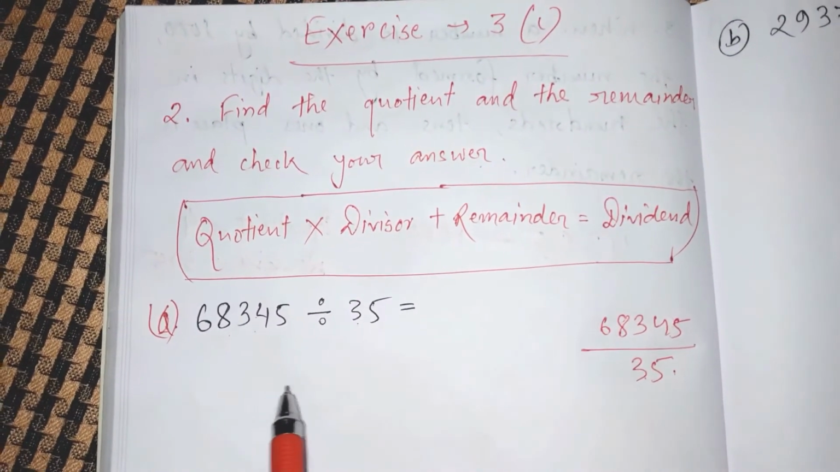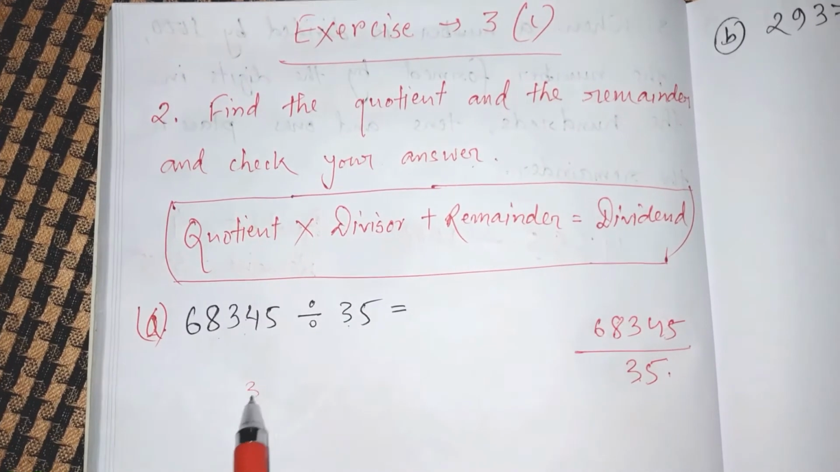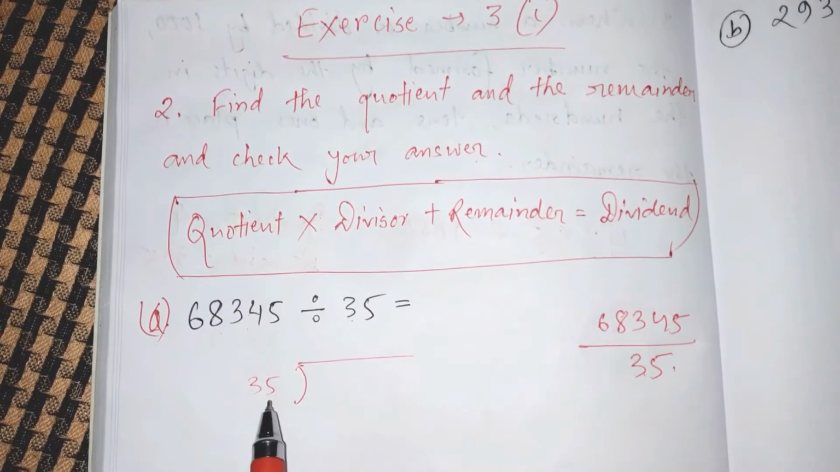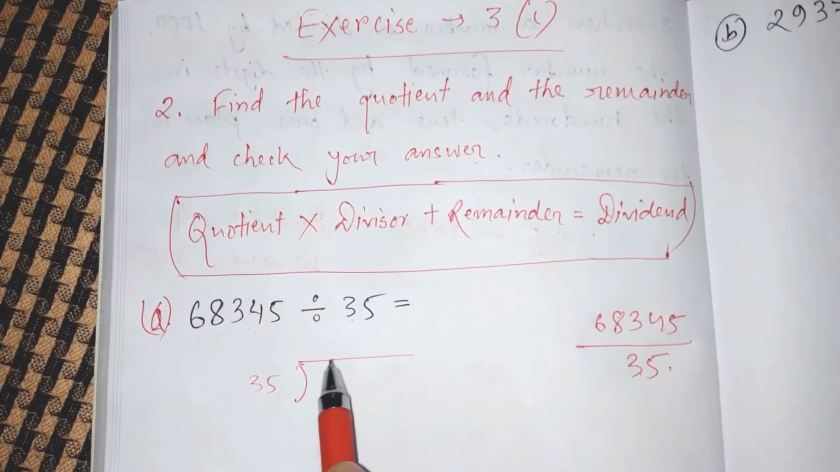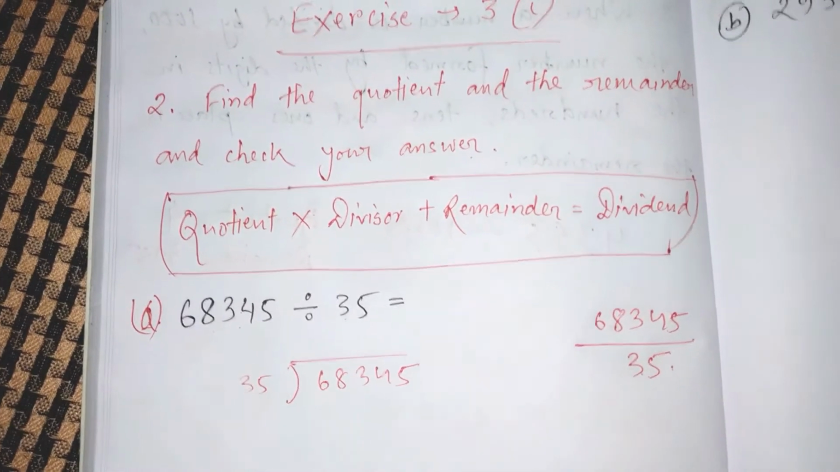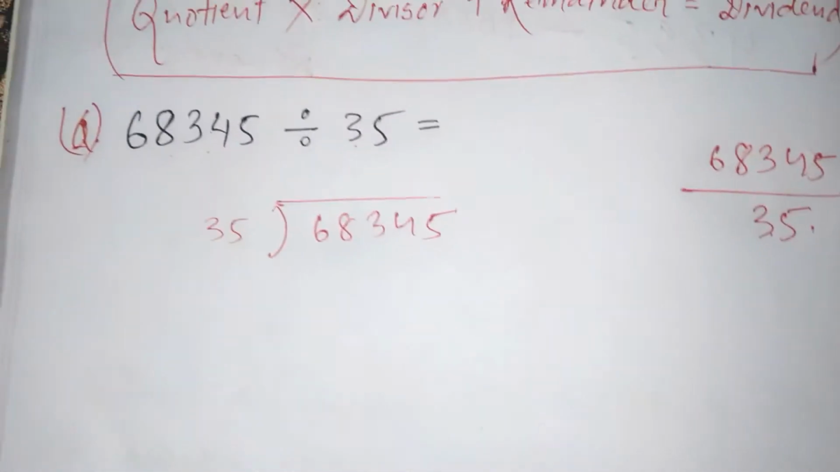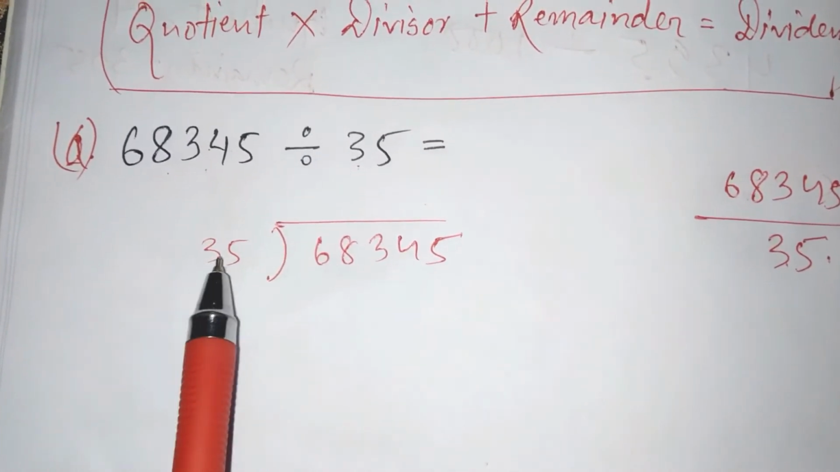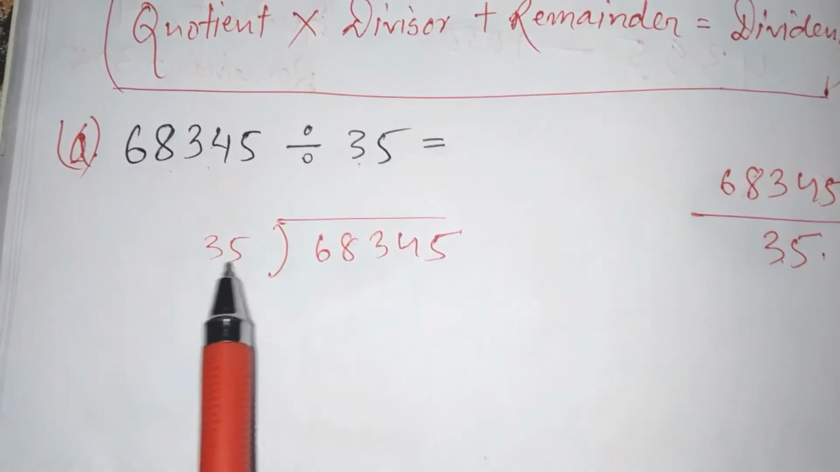So here what you need to do, you need to put this number, this is the dividend. Okay, and this 35 is the divisor. So 68345, I have written it. Now what to do? Firstly, I would like to find the table of 35. So we don't know the table of 35. So let's see the first number.